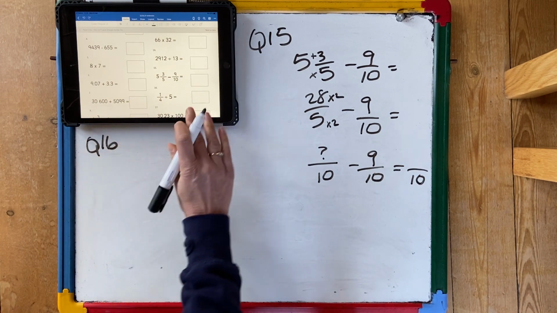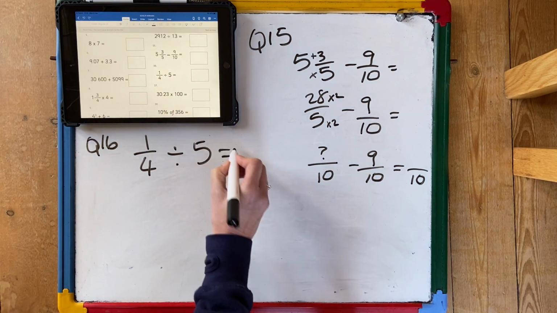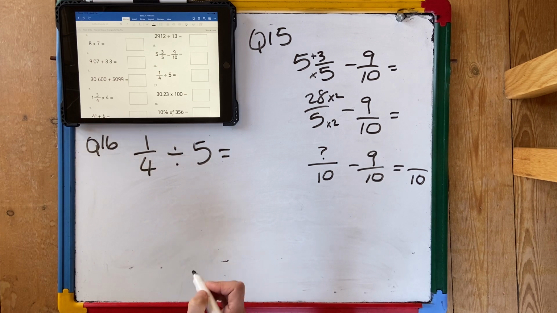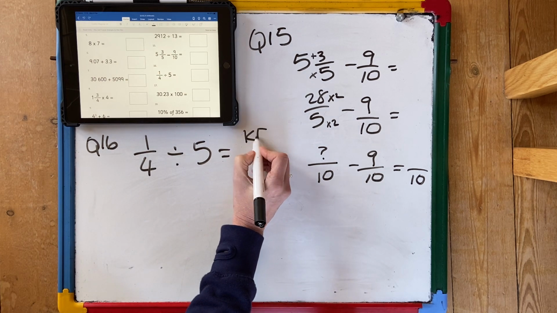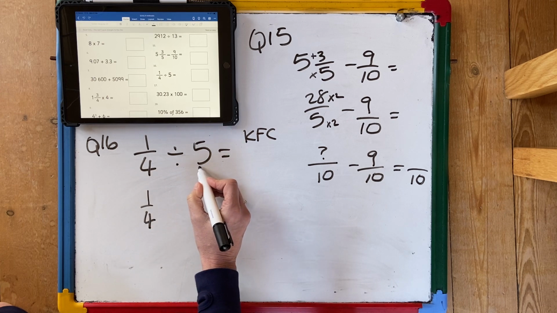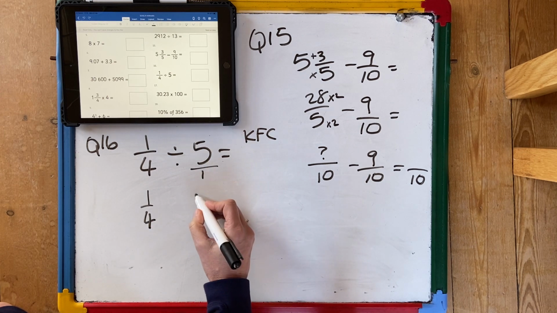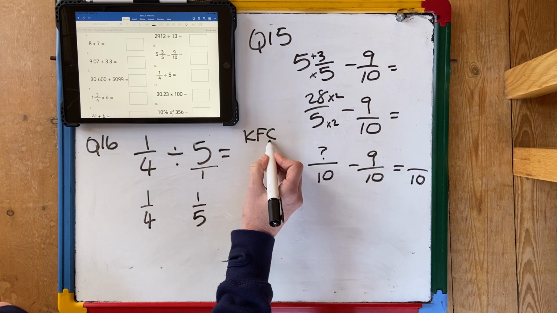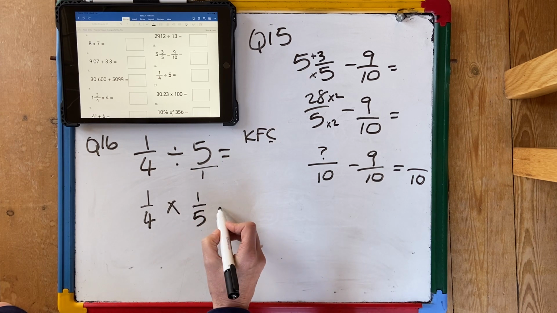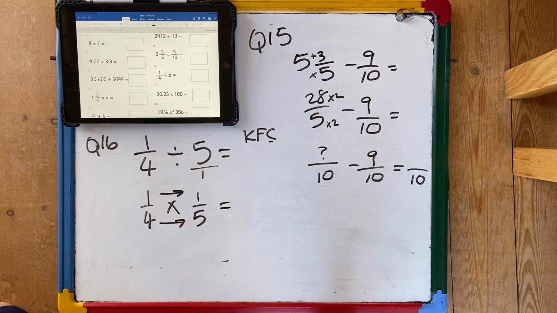Question 16. 1/4 divided by 5. So dividing fractions, we need to use K, F, C. Keep the first fraction, flip the second fraction, that's 5 once, so that's now flip it over to make 1/5, and then change the operation into multiply. Now we can just times the numerators times the denominators.